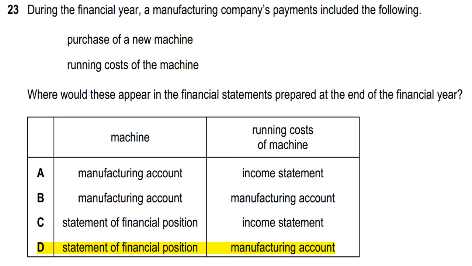So question 23: during the financial year, a manufacturing company's payments include the following: purchase of a new machine and running cost of the machine. Where would these appear in the financial statements prepared at the end of the financial year? D option is correct. The machine will be in the statement of financial position, because this is a non-current asset. And the running cost of the machine is a manufacturing cost, because we manufacture with the machine, so its cost will be included in the manufacturing cost.